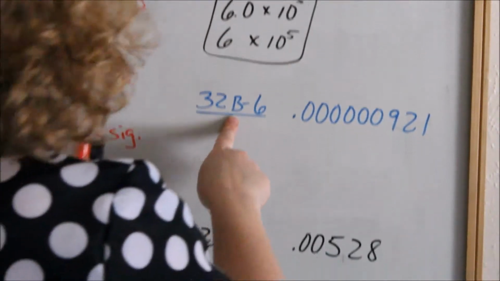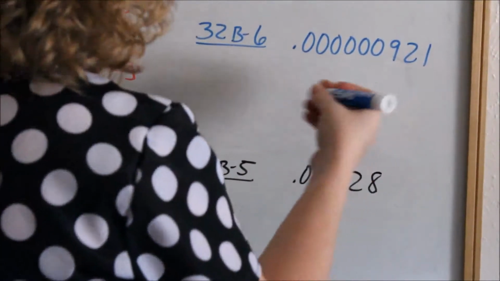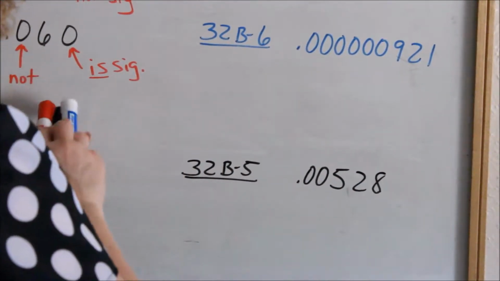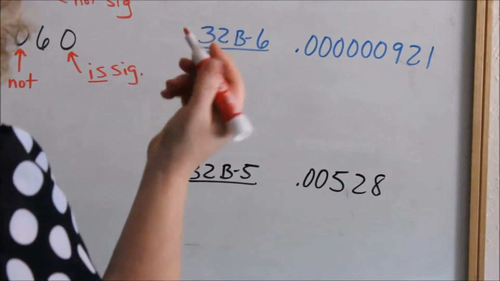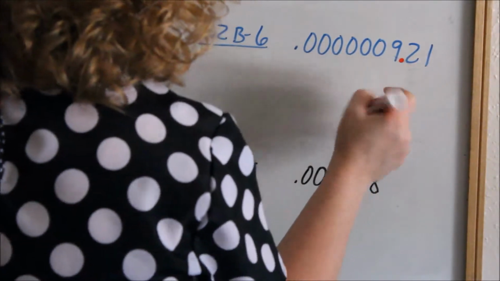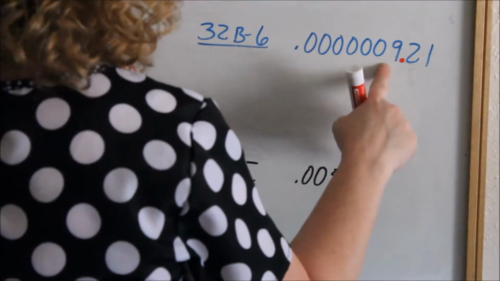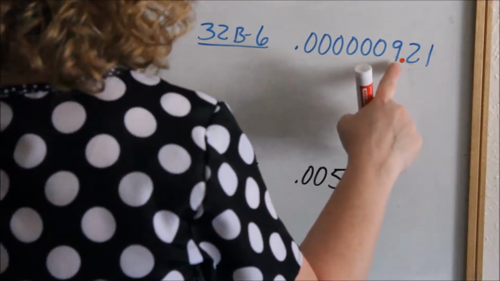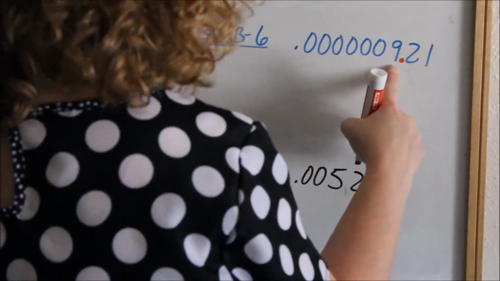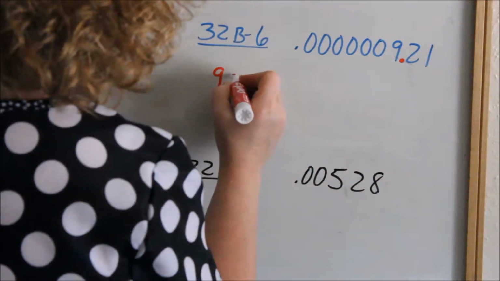Now let's move to 32B number 6. We have a really long decimal. Okay, again, scientific notation, the standard form is putting your decimal after your first significant number. These zeros are not significant before the 9, so 9 is the first significant. So we put our decimal after that, and so we would say 9.21.